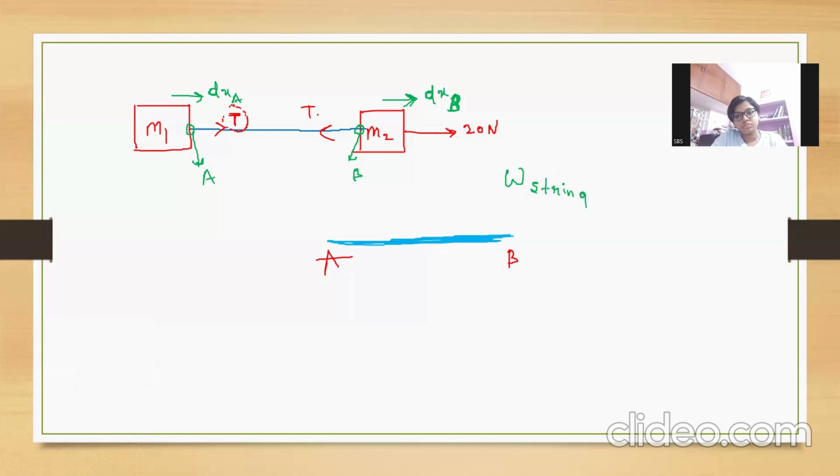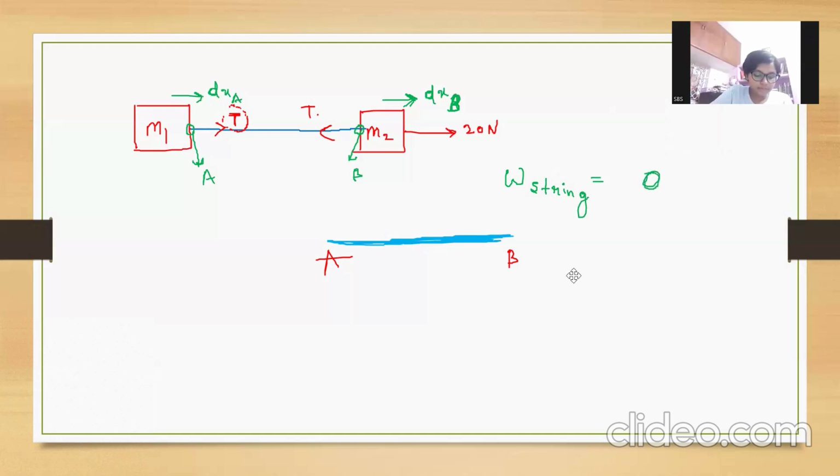Net work done by the string is 0. Clear? This is what we have learned. So net work done, how much work is done by the string? Net work done by the string is 0.